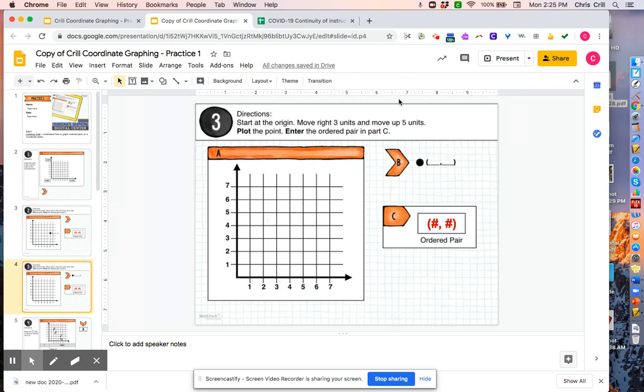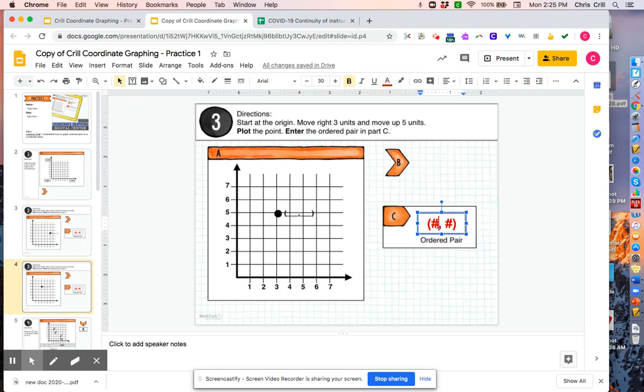Task 3, same review here. We're going to move right away from the origin, so along the x-axis 3 units. So that's our x coordinate. And we're going to move up 5 units, up 5 on the y-axis. So if we have 3, 5, our point would be there. And we would write this. Remember, you have to delete and then enter 3. Your y coordinate is 5. So 3 to the right and up 5.